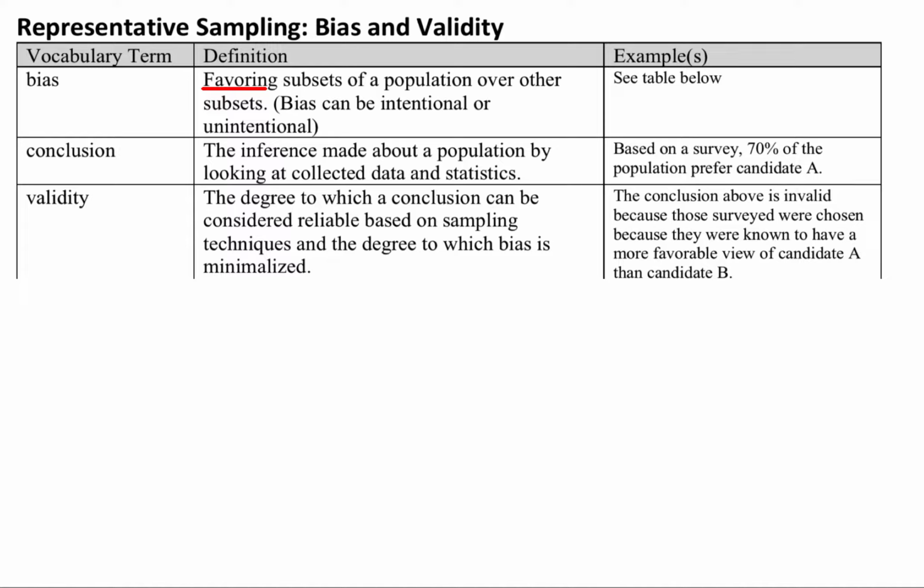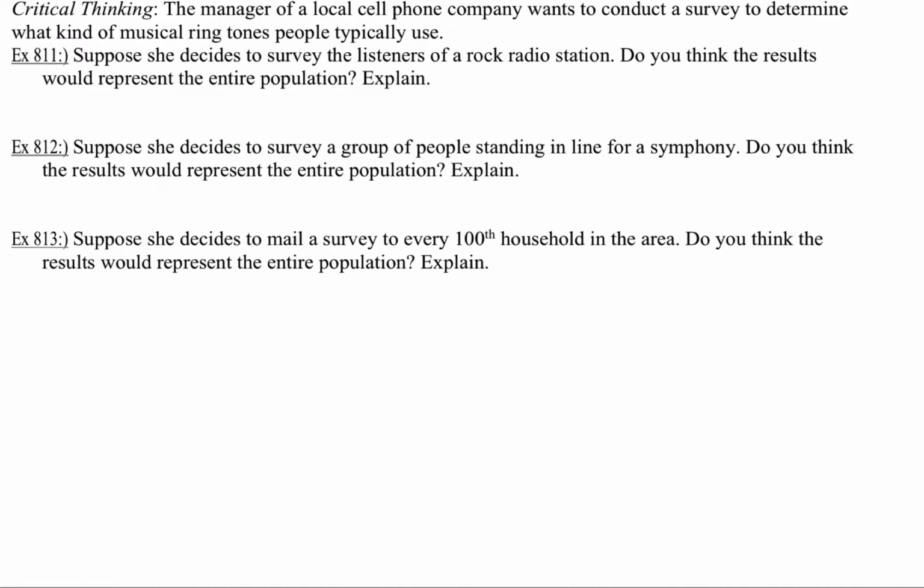So as far as things go with statistics, you want things to be as valid as possible. And to be valid, you need to reduce bias as much as possible. So here's a couple of things to get you thinking. The manager of a local cell phone company wants to conduct a survey to determine what kind of music ringtones people typically use. Example 8.1.1.